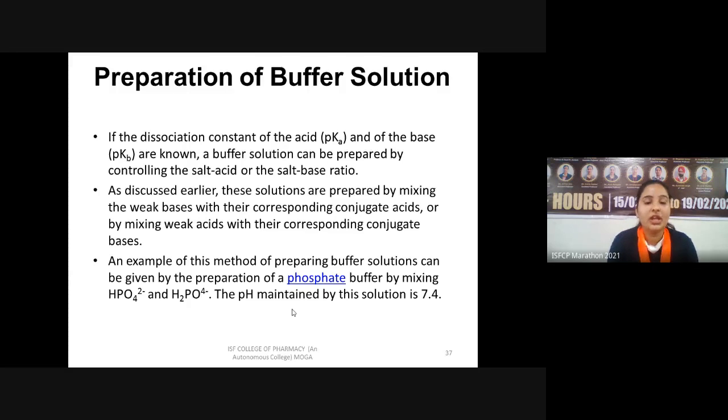As discussed earlier, these solutions are prepared by mixing weak bases with their corresponding conjugate acids, or by mixing weak acids with their conjugate bases. An example of preparing a buffer solution is the phosphate buffer. How can the phosphate buffer be prepared? It can be prepared by mixing HPO4 negative and H2PO4 negative. The pH maintained in the solution is approximately 7.4.